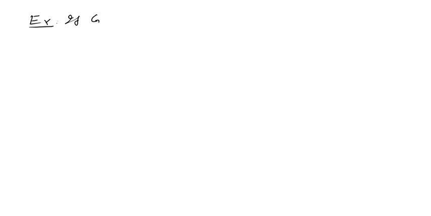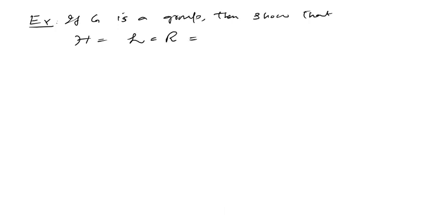If G is a group, then show that these relations are all equal. This H is equal to L, which is equal to R, and this is equal to D, and that is equal to G.